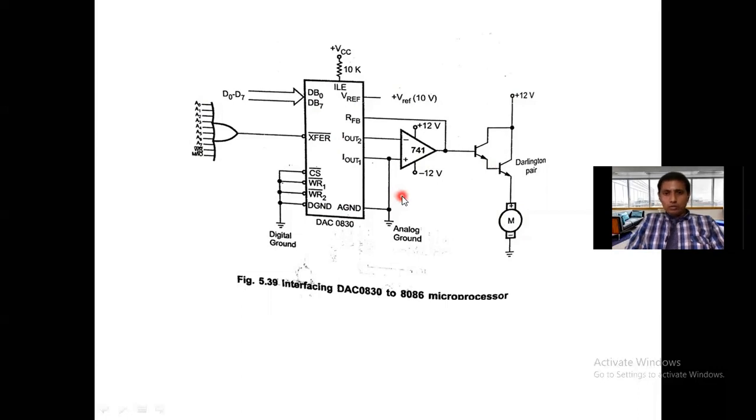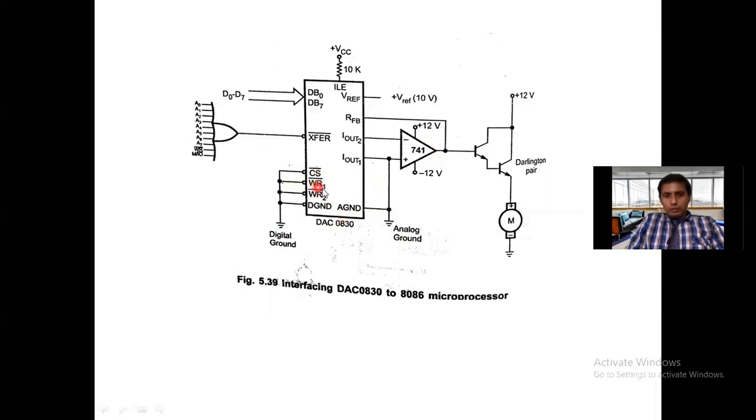Let us see only the connection part, how it will operate and in which way we are interfacing. Coming to DAC 0830, what is the first and foremost point? First we should activate the CS bar signal, and only then is digital data converted into analog. So CS bar, WR1 bar, WR2 bar and digital ground are all connected to digital ground, whereas A ground is connected to analog ground. Whenever CS bar is activated, the DAC is ready to perform digital to analog conversion.